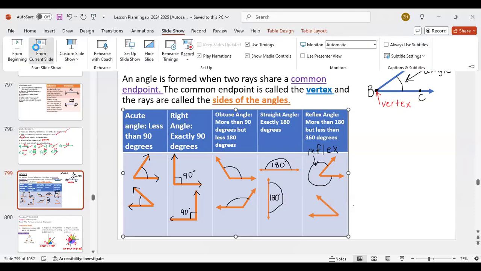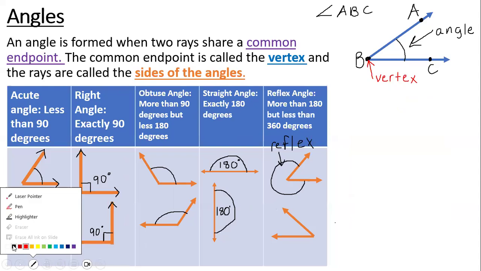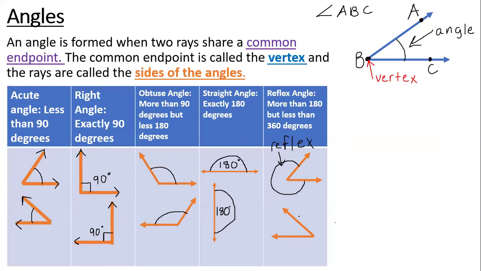And so it will be, again, a reflex angle right here, like this. So this right here is a reflex angle.